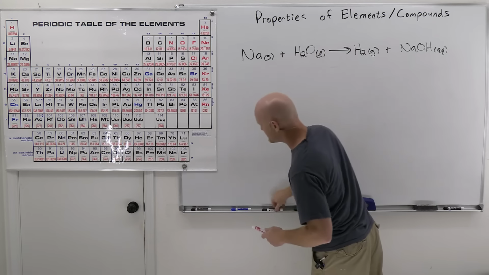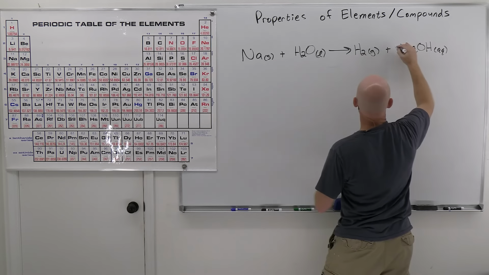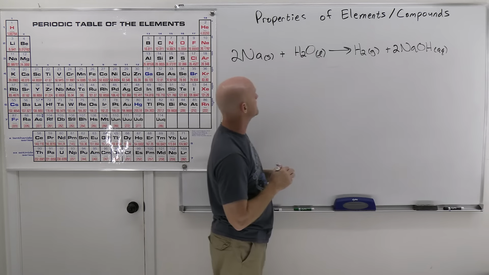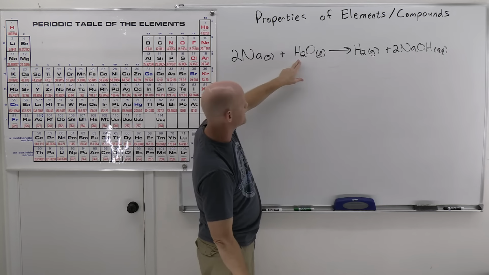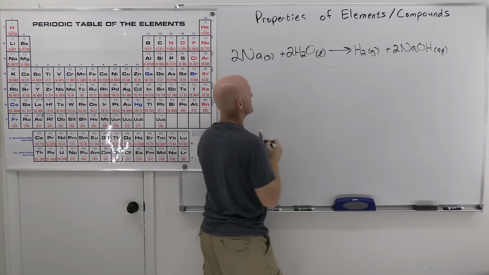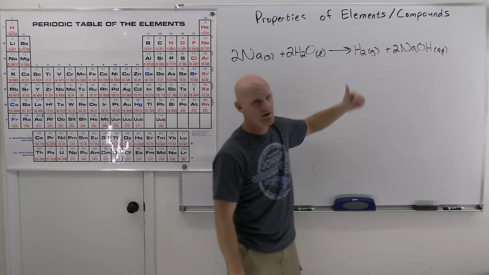And if we balance this, we'll see that we can get 2 of these here, 2 of these here, and I think we should be good to go at that point. Let's see. Actually, we're going to need another water molecule here too, aren't we? Let's see. So we've got 4 H's, 4 H's, 2 oxygens, 2 oxygens. Yeah, we're good to go.